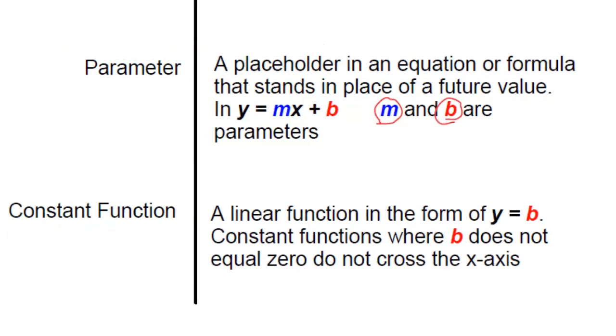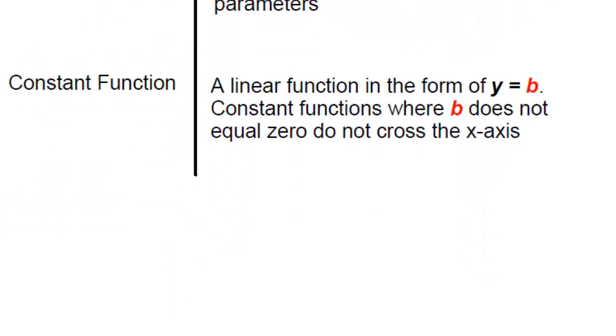The last one here is a constant function, a linear function in the form of y equals b. So there is no x value in there because the x would be 0, which means the slope is 0. A constant function where b does not equal 0 does not cross the x-axis.